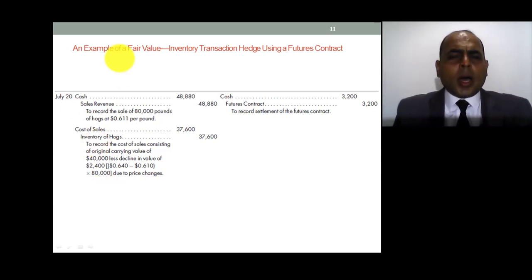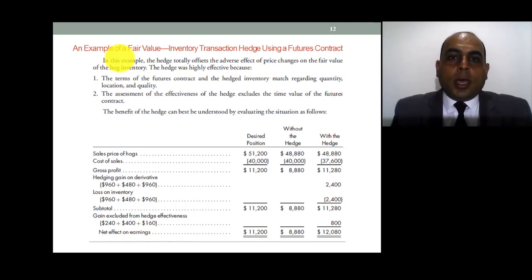Here, I hope the idea of fair value hedge is clarified. In the coming video, we will move to discuss another example. Let us see you there.